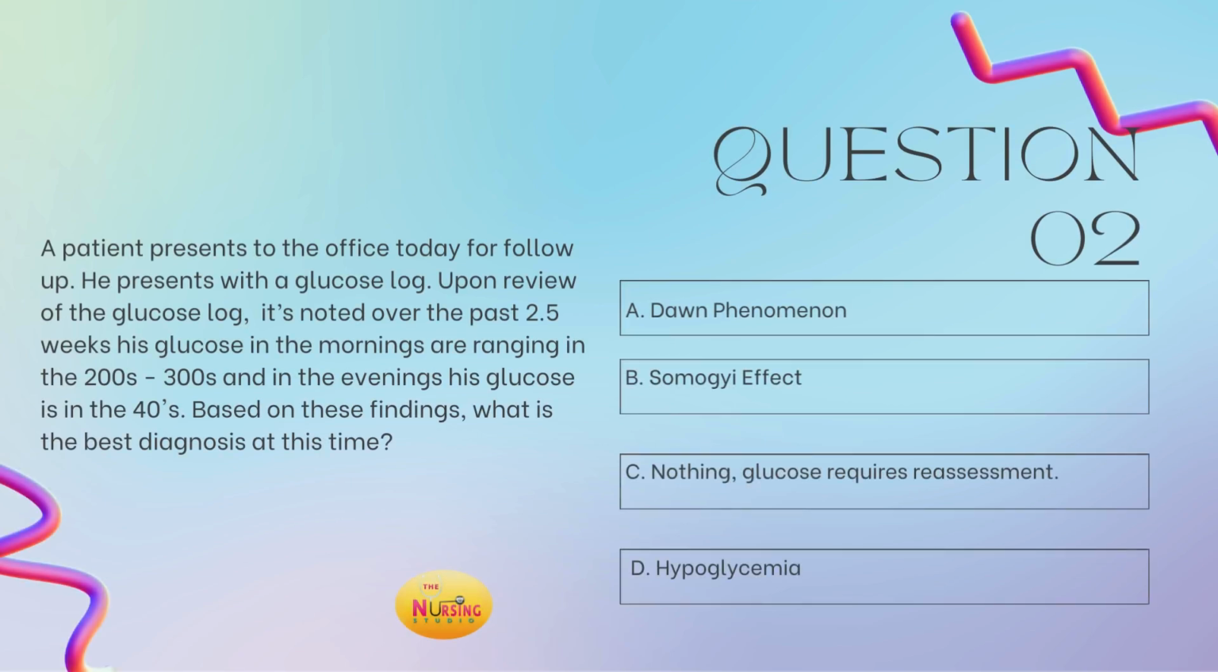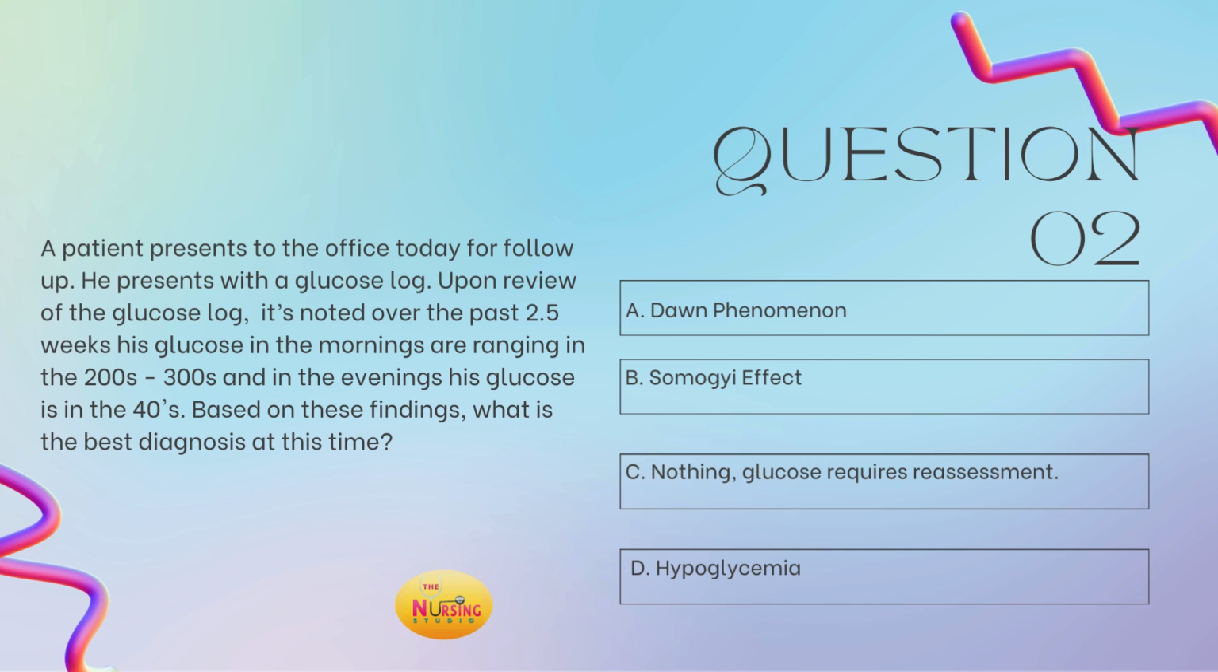All right, question number 2. A patient presents to the office today for follow-up. He presents with a glucose log. Upon review of the glucose log, it's noted over the past 2.5 weeks, his glucose in the mornings are ranging in the 200s to 300s, and in the evening, his glucose is in the 40s. Based on these findings, what is the best diagnosis at this time? Is it A, dawn phenomenon, B, the Somogyi effect, C, nothing, the glucose requires reassessment, or D, hypoglycemia? Take a moment and tell me what you got in the comments.